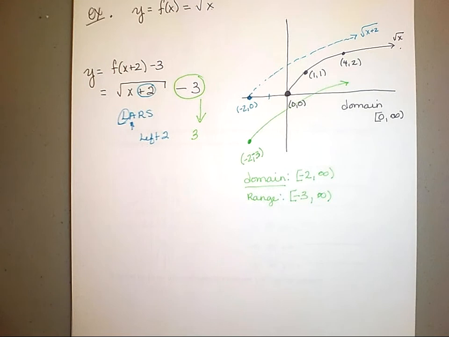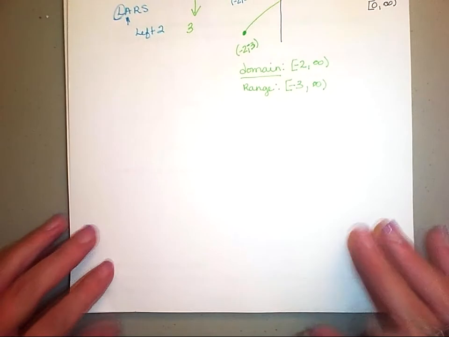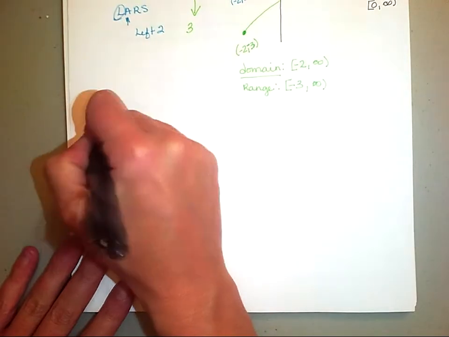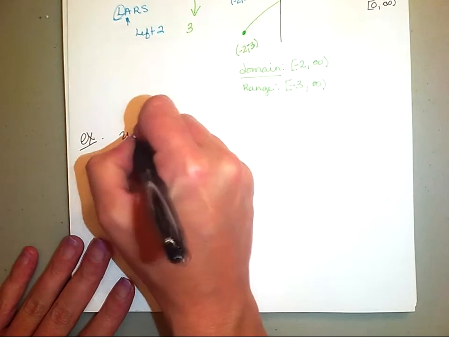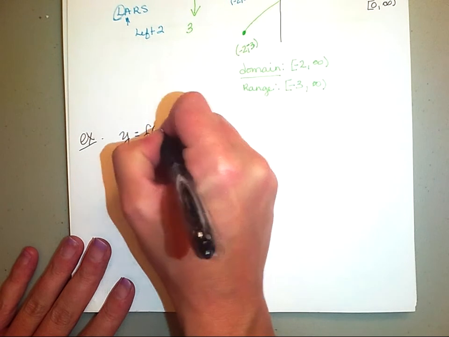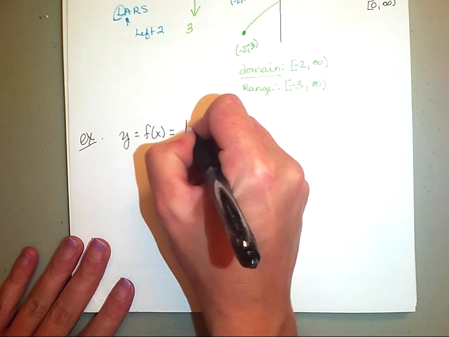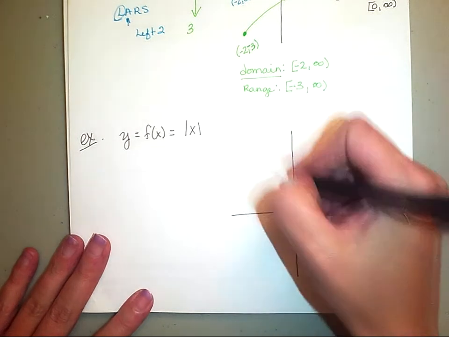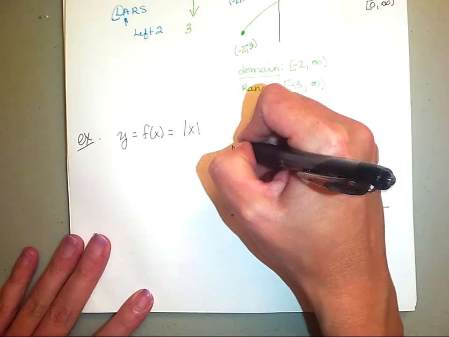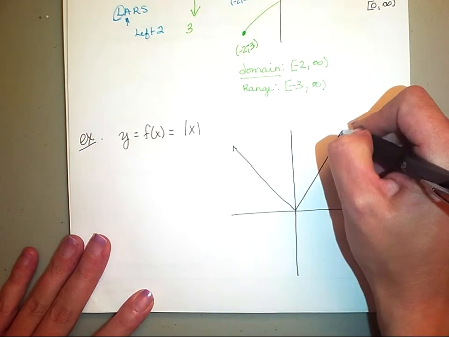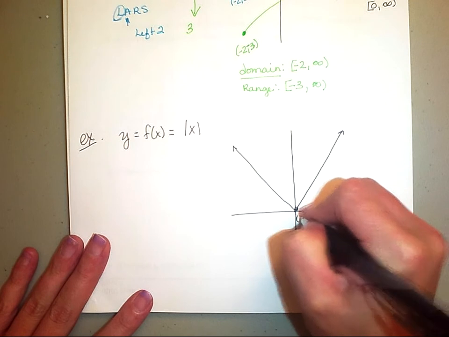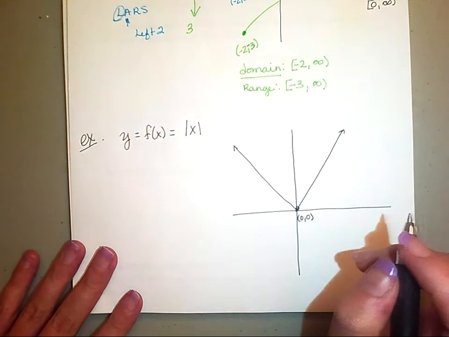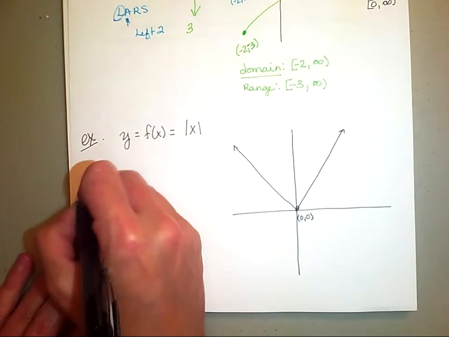Okay, let's do another one. Let's say our y is equal to a parent function f of x that is the absolute value of x. So the absolute value of x looks like so. Okay, it's our V-shaped. And now let's change it.